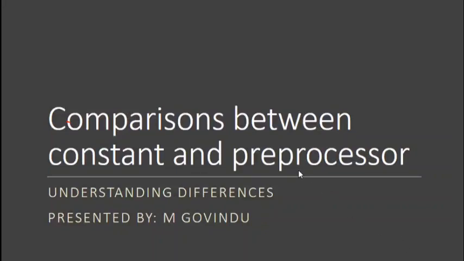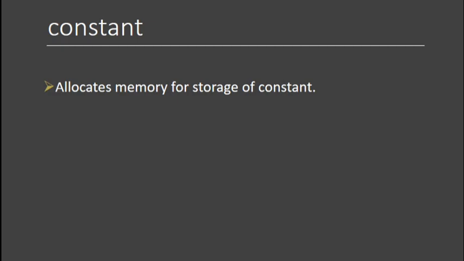In this video, I am going to explain the comparison between constant and preprocessor. Both are used to hold a value constant throughout the program, but there are still some differences between them. First we'll discuss what a constant is. A constant value never changes during the evaluation or execution of the program.